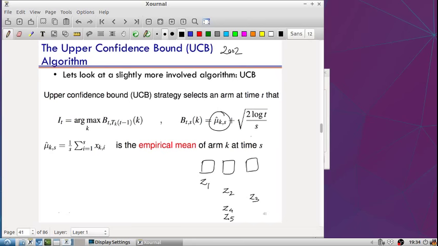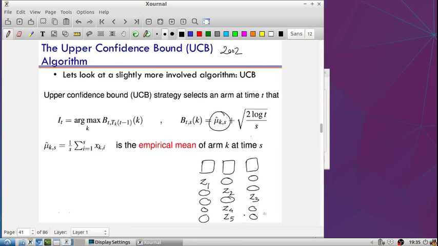All I'm trying to say is that for one of the arms, in five rounds, I did not show anything, and for the others I showed fewer times. So this s just means the number of times I've shown that particular arm. Although five time instances have elapsed, my s is going to be 3 for one arm, 1 for another, and 1 for the last. All I'm saying is, whenever you showed the arm, take the reward you collected and average it. That's mu hat of k comma s.